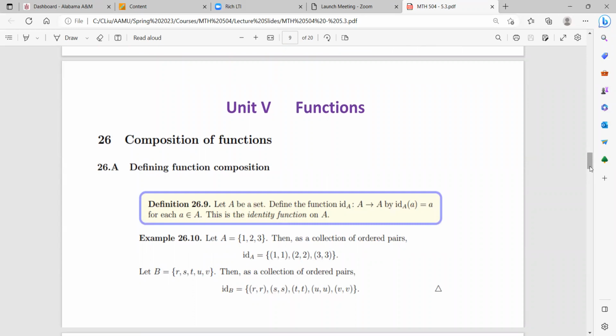Okay, the next thing is called the identity function. We talk about it in the other course.